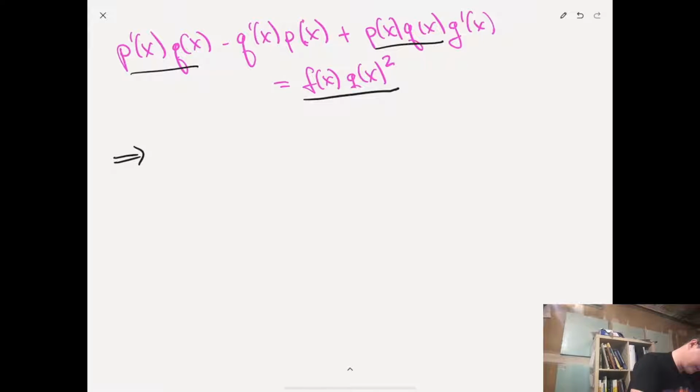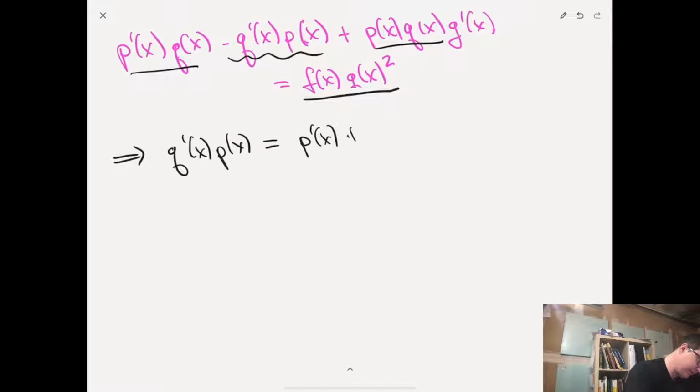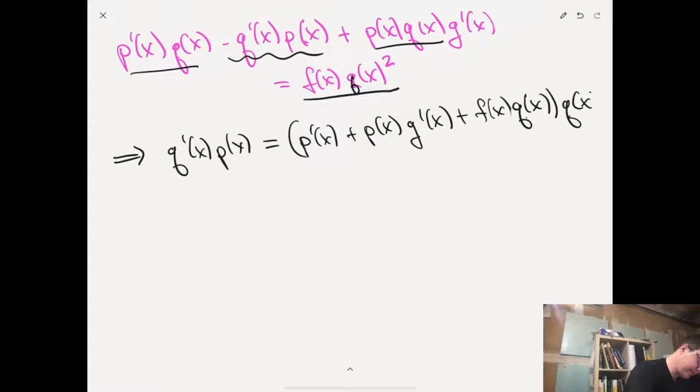So let's bring this term over to the other side, and so we get q prime of x, p of x. So this is equal to what? p prime of x plus p of x, g prime of x plus f of x, g of x. And then this is all times, sorry, f of x, q of x. So this is a q, q of x times q of x. All right, so this is our nice formula.